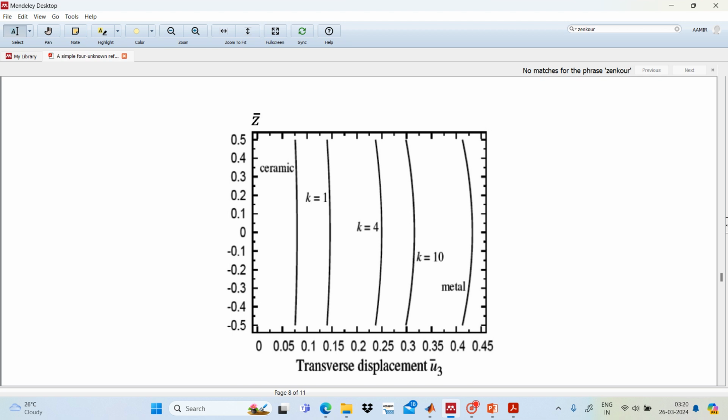We know that ceramic is brittle material, and it's not ductile, and it is very tough material, so it is having the least displacement, means very stiff material, whereas we know that metal is somehow flexible, so therefore large displacements are occurring, and in between the ceramic and metal the variations are there with known coefficients. If k is equals to 1, then the displacement is here, and as the k is increasing, we can see it's approaching towards the metal properties, so therefore the displacements are increasing.